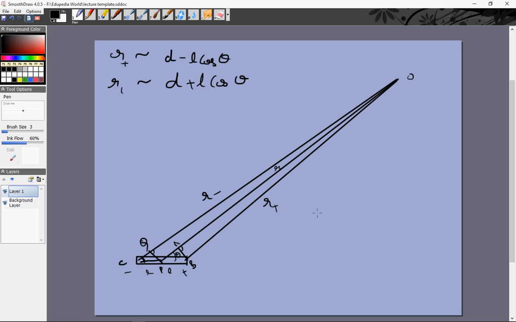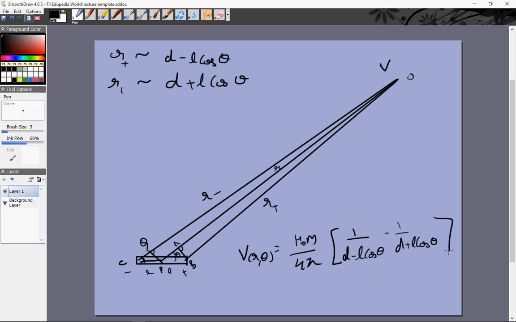So now after we've done this, we can easily calculate the scalar potential here. V(r, theta) will simply be mu naught m by 4 pi, 1 by (d minus L cos theta) minus 1 by (d plus L cos theta), right? Because they're in the opposite direction. This scalar potential will be positive due to plus m, this will be negative due to minus m. What this gives us is mu naught m by 4 pi.